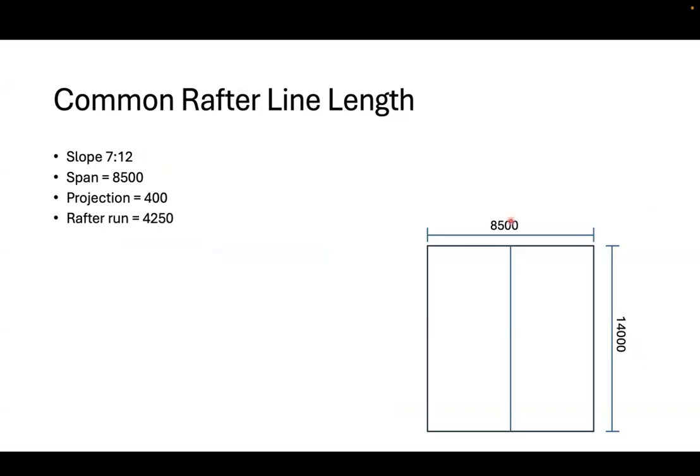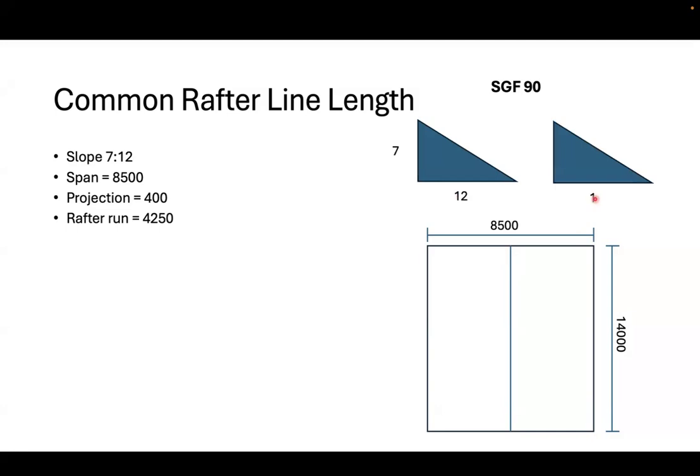So to find the rafter run, we take the span or the width of the building and divide it in 2 because the rafters only go halfway from the plate to the ridge. Then we figure out our SGF. Always do that first. So draw our first triangle. Our slope is a 7 to 12. And then draw the same thing again, turning it into a base 1. So 12 divided by 12 is 1. 7 divided by 12 is 0.583. A squared plus b squared equals our SGF, which is 1.158. And that is the number that we want to work with.